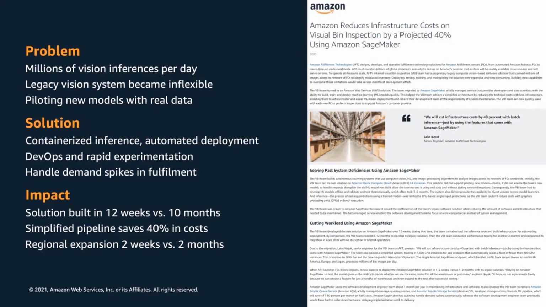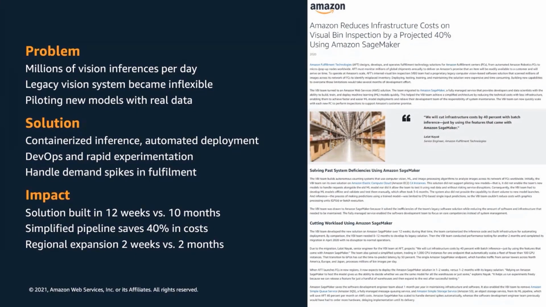The team that developed a new solution on SageMaker did it in just 12 weeks. By comparison, previously they would need 8 to 12 months to develop its legacy solution. It has also enabled the ML team to remove the Amazon Simple Queue Service, a fully managed message queuing service, and Amazon S3, an object storage service, from its main ML pipeline. It saves over 40% per month of AWS costs. When it launches in new fulfillment centers in new regions, it now expects to deploy its Amazon SageMaker solution in 1 to 2 weeks, versus previously it would take 1 to 2 months with its legacy solution.